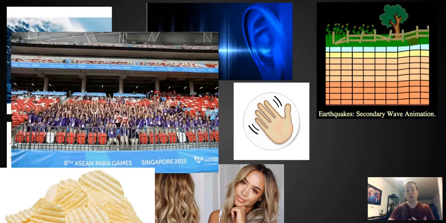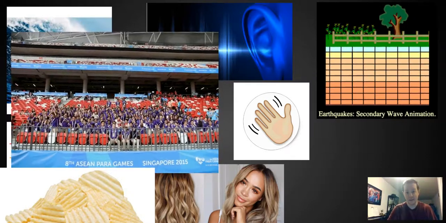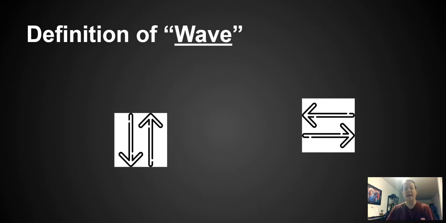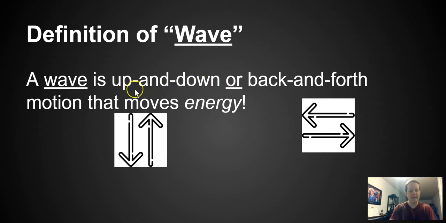In this video, we are going to learn some new vocabulary. That's the point of this video. So, our definition of a wave. A wave is up and down, up and down. That's why I have this picture here. A wave is up and down, or back and forth, motion, movement that moves energy. We learned a little bit about energy before. So a wave is a movement, either up and down, or back and forth, that moves energy. Energy goes from here to here in a wave, at least it can. It's a difficult kind of definition. Not really clear.